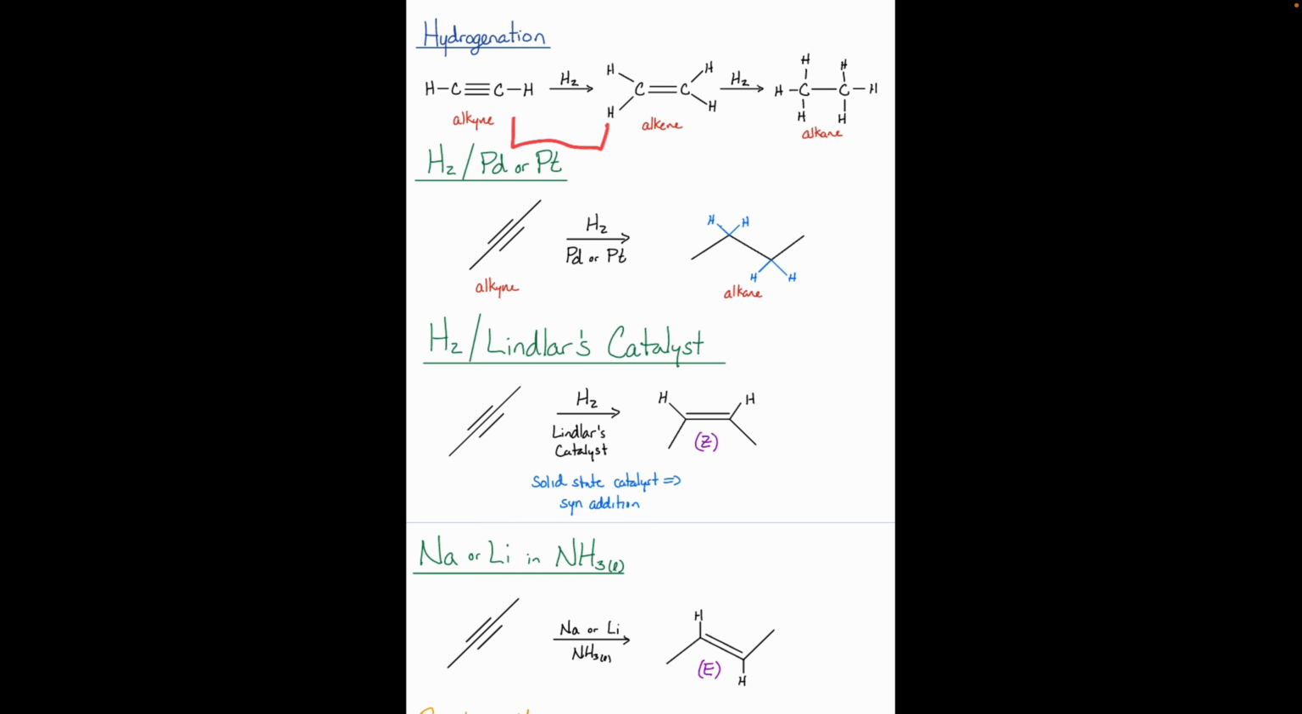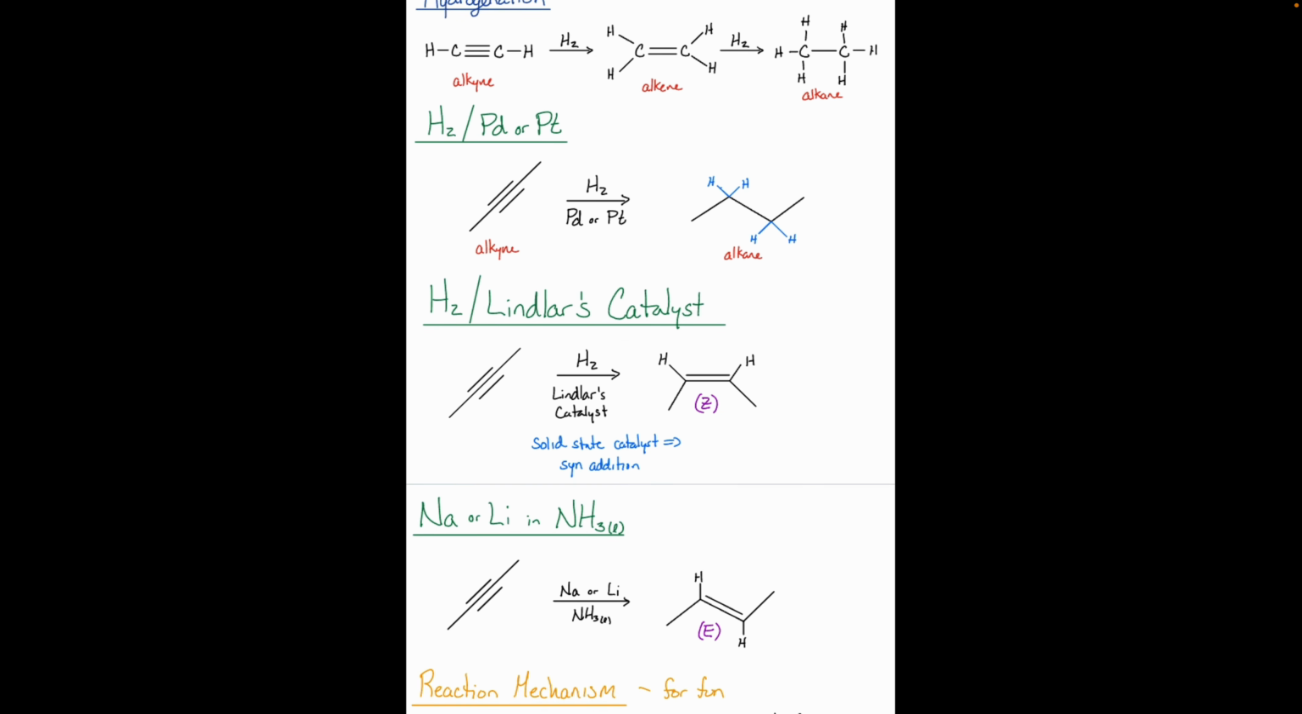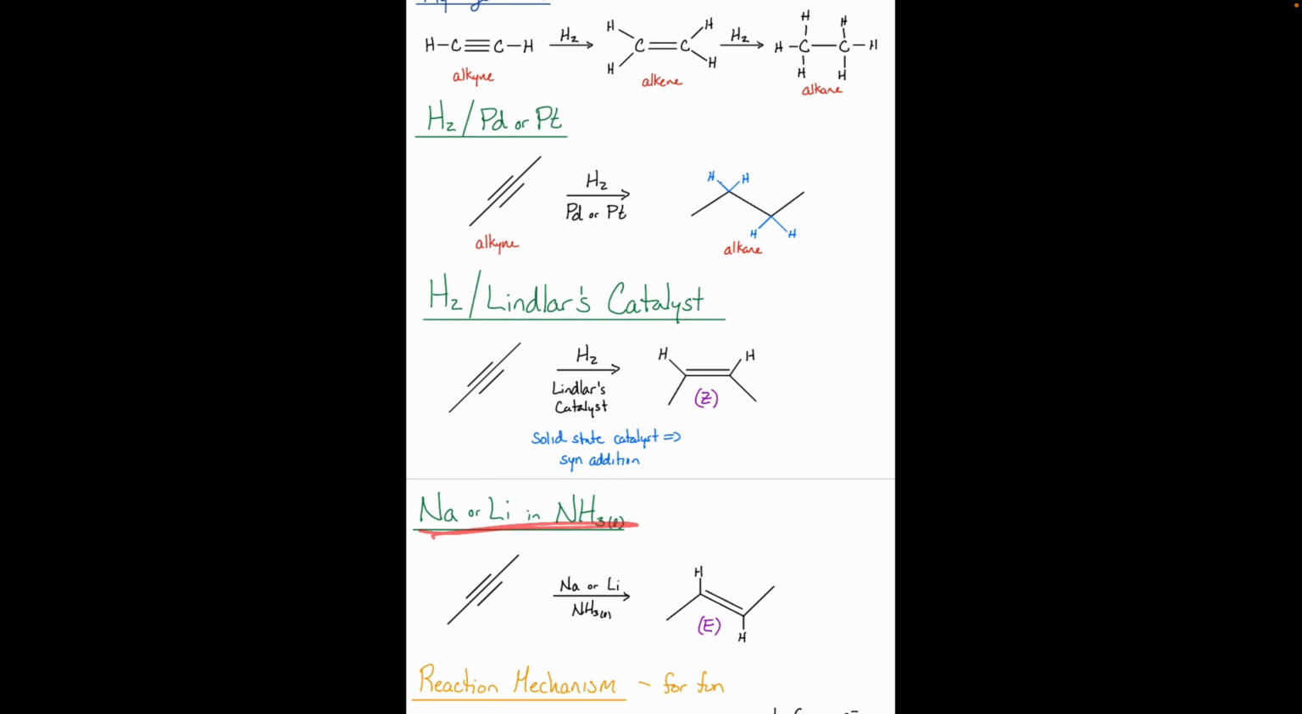If we really want to stop at that alkene step there, we're going to have to use one of these new fancy ones here, either Lindlar's catalyst, which will give you that syn addition, or this new fancy method using sodium or lithium metal in ammonia, which will give you that anti-addition. So Lindlar will lead to the Z product, whereas our sodium and ammonia or lithium and ammonia will lead to the E product.